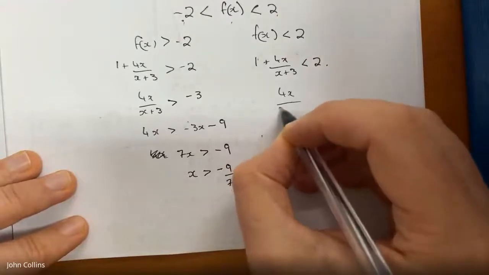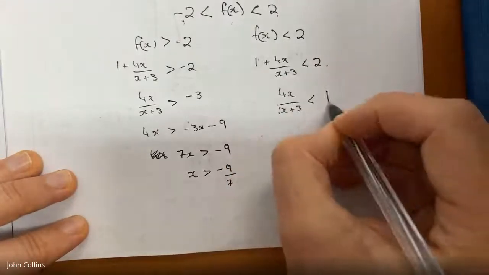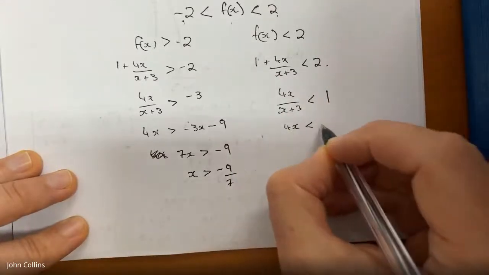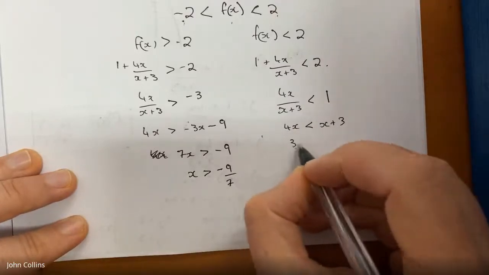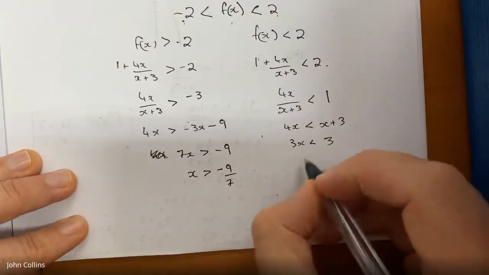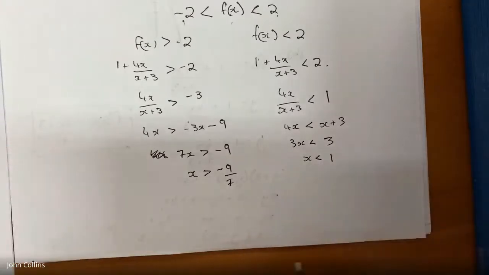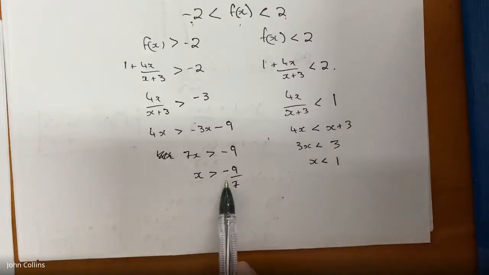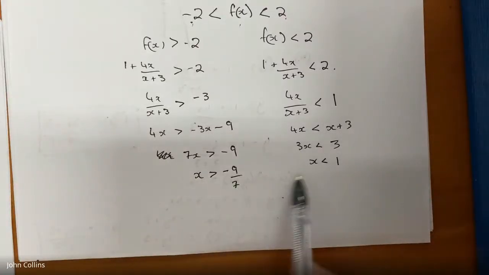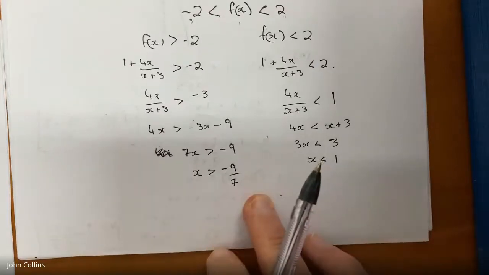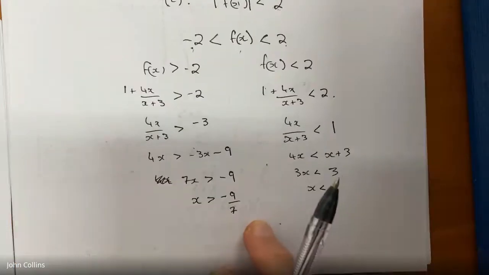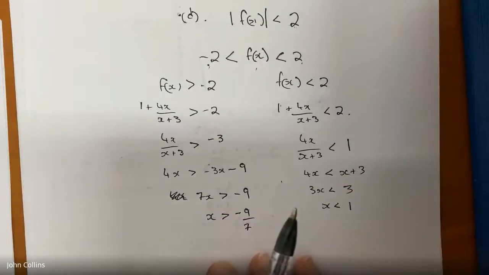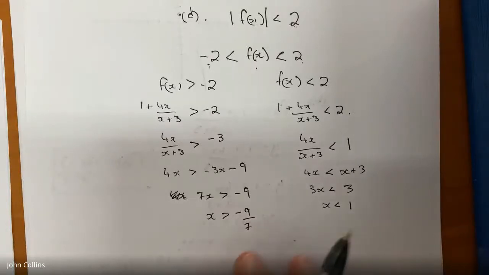Solving this one, 4x over x plus 3 less than 1 now, subtracting 1 from both sides. Multiply both sides by x plus 3 again. Subtract that over, and x is less than 1. So we have a range of values for which we've solved the inequality. So when x is greater than -9 over 7 and less than 1, the absolute value of the function will be less than 2. All right. So that's the absolute value question.